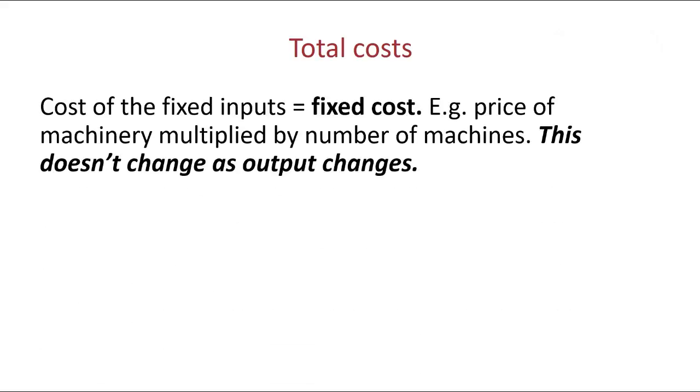So we can divide total costs into fixed and variable costs. The cost of the fixed inputs in our example, machinery, is called the fixed costs. For example, it's the price of the machinery multiplied by the number of machines that have been previously purchased. Now, this cost doesn't change as output changes. Why? Because even if we increase the amount of output, the price of the machinery is not changing, and the number of machines is not changing.